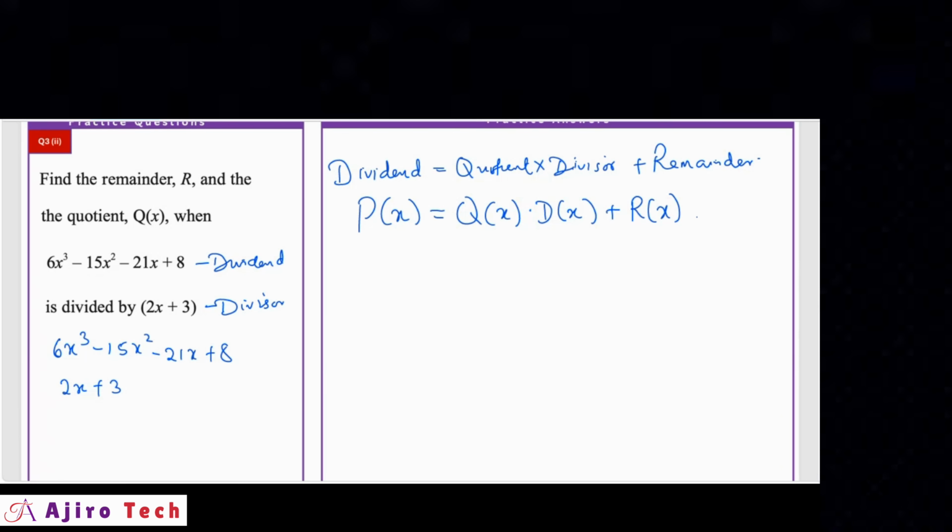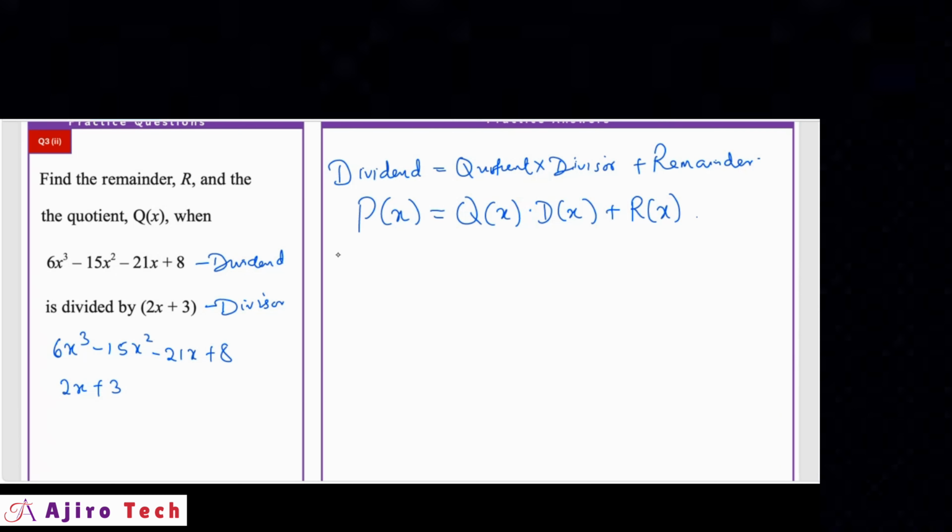Now, what we need to know here is that the power of the dividend is 3. And the degree of the divisor is 1. So that means we take away the power of the divisor from the dividend. Okay, that gives us 2. So the degree of the quotient will be 2. And the degree of the remainder is always 1 less than the degree of the divisor. So that means our remainder here is going to be a constant term.